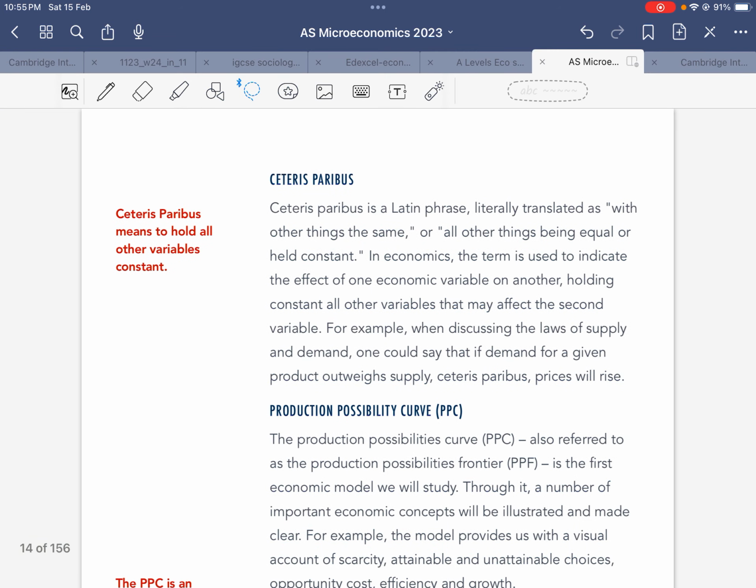Okay. Then we have ceteris paribus. What do we mean by ceteris paribus? This is an economic concept where we hold all other variables constant. So ceteris paribus is basically a Latin phrase and it means all other things being equal. Why do economists use it? They use it to describe a situation where certain factors are held constant, holding constant all other variables that may affect the second variable. Example: in science, you might use ceteris paribus to describe the law of gravity.